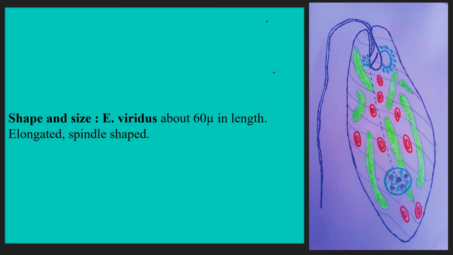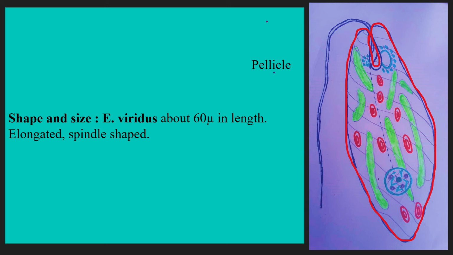The anterior end is rounded or blunt. The middle part of the body is somewhat wider, and the posterior end is pointed. So the body of this organism becomes spindle shaped.